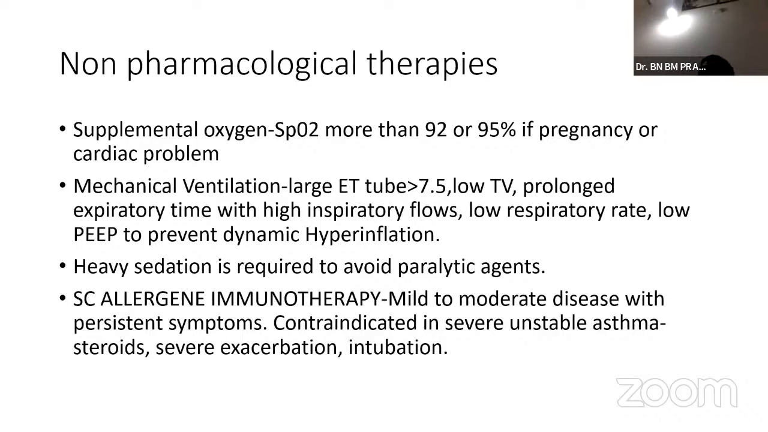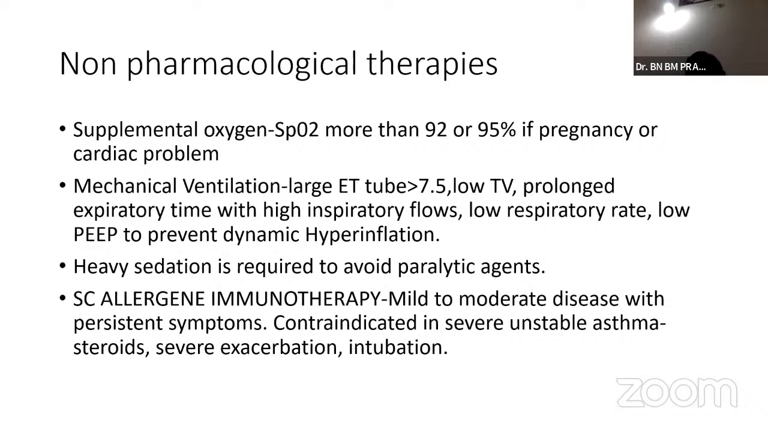And in addition to that, 100% oxygen should be given to those who have very severe asthma, who come with acute severe asthma or who have status asthmaticus. They should receive 100% oxygen. And our aim is to keep an oxygen saturation between 90 to 95%. And for those who have associated pregnancy or cardiac problem, this is a must.